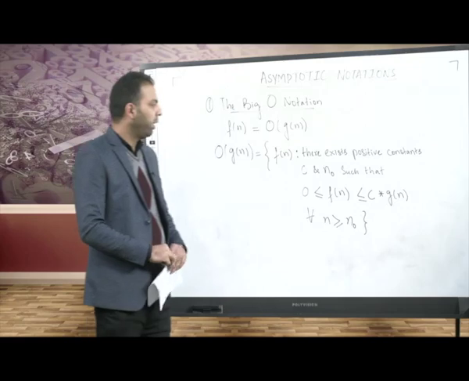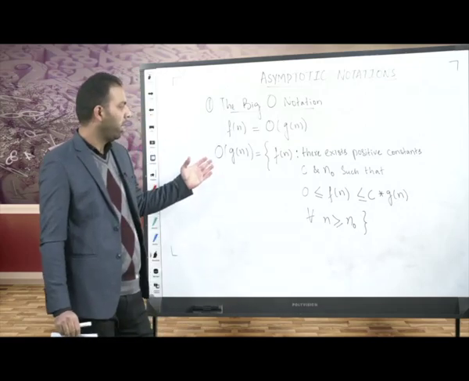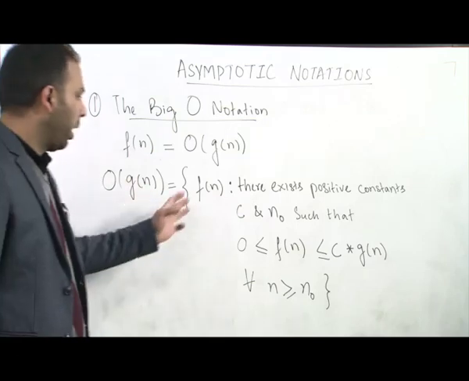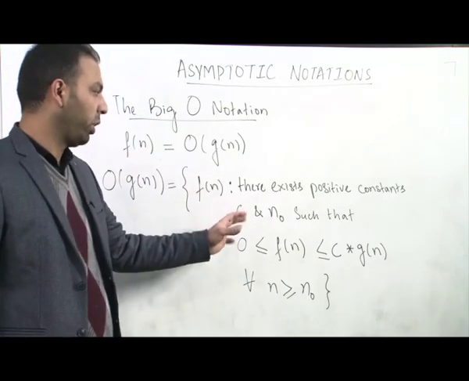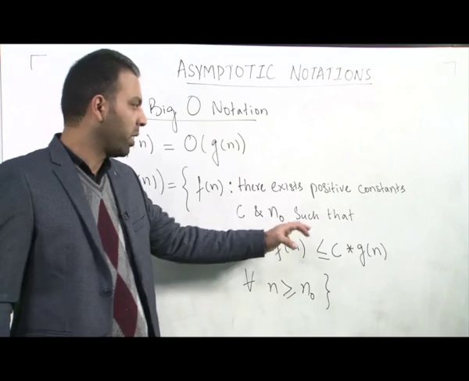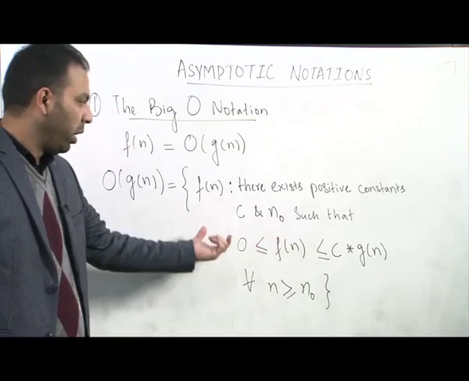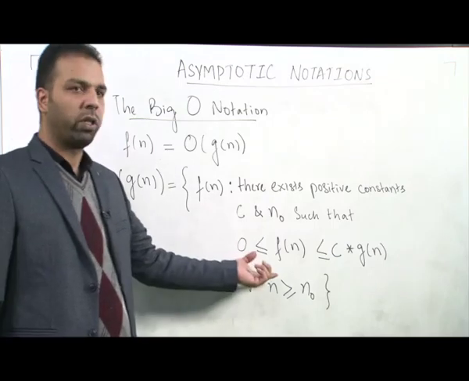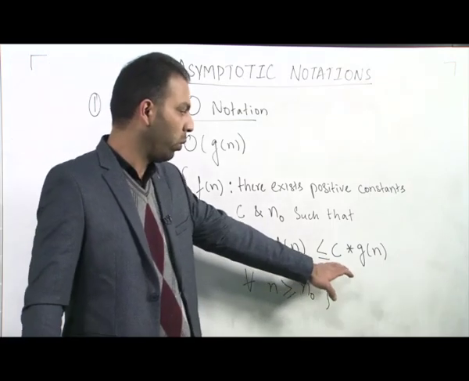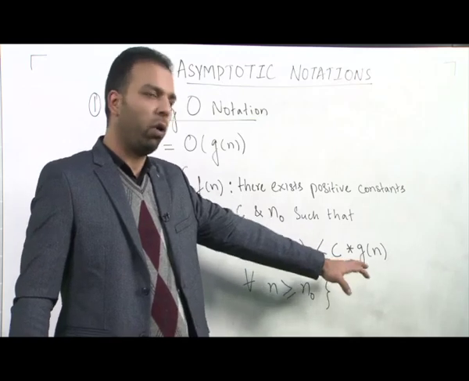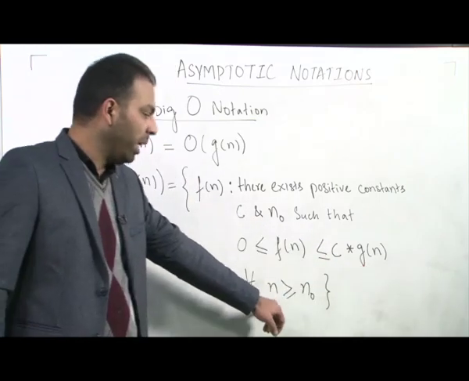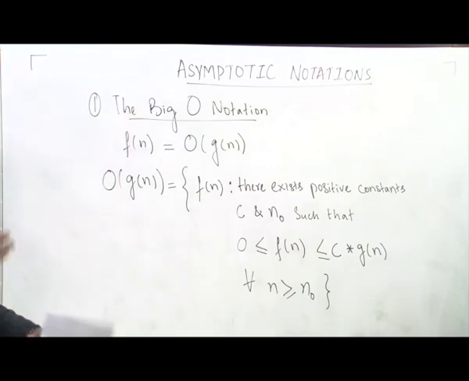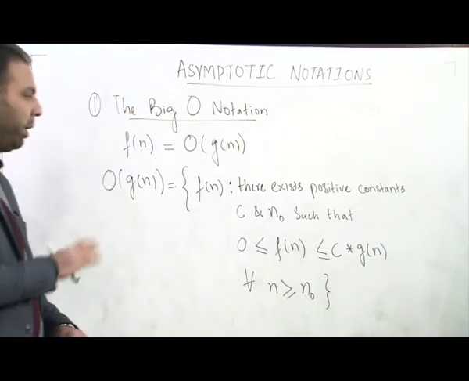So I have written this definition, and you can find same definitions in all standard textbooks of algorithms. So what I have written here is that when we say that f of n is order of g of n, it means that there exists a positive constant c and n0 such that f of n should be greater than or equal to 0, means it should be a non-negative function, but it should be less than or equal to c multiplied by g of n for all n greater than or equal to n0.